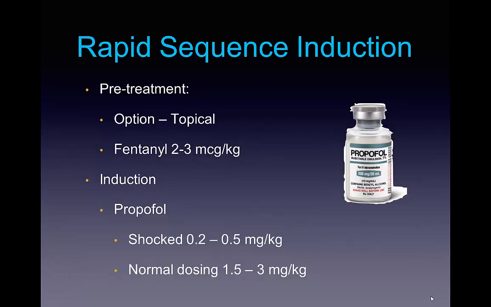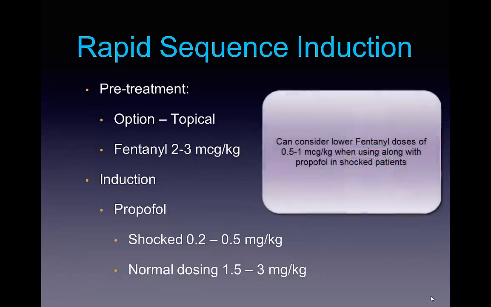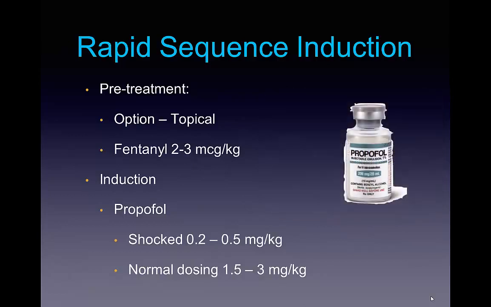After that, fentanyl can be given systemically at approximately 2 to 3 micrograms per kilogram. It's important to note that this dosing of fentanyl is the typical pre-treatment dose quoted. However, most of these drugs, when used in combination, can have more pronounced hemodynamic effects. And in the case of a shocked patient who may be induced with propofol, you may be able to get away with a lower dose of fentanyl, for example, 0.5 to 1 micrograms per kilogram. So a starting dose for this patient could be something like 50 to 75 micrograms of fentanyl as a pre-treatment agent.